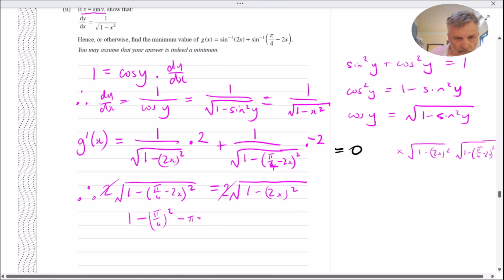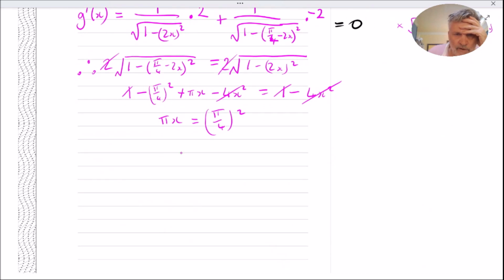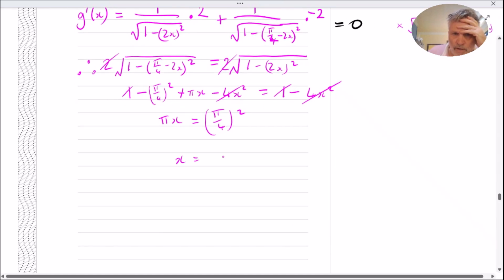Minus pi times x. It's got a minus sign out here. It's going to be plus, and then plus 4x squared with a minus sign, and that's going to be equal to 1 minus 4x squared. The minus 4x squareds are the same. The ones are the same. Shift this on the other side. That's going to say pi x has got to be pi over 4 squared. And finally, x is going to be divided by pi, so we have 1 pi on the top over 16.